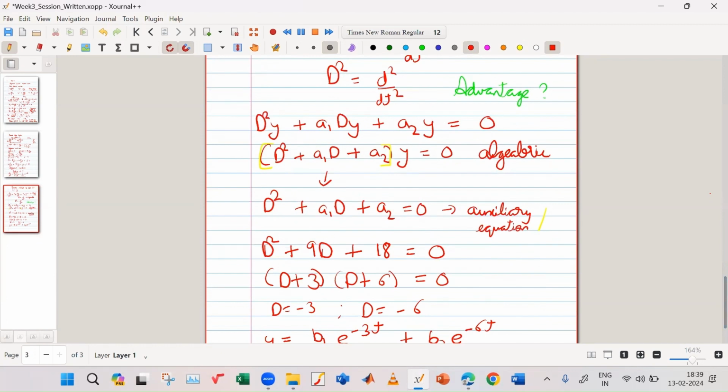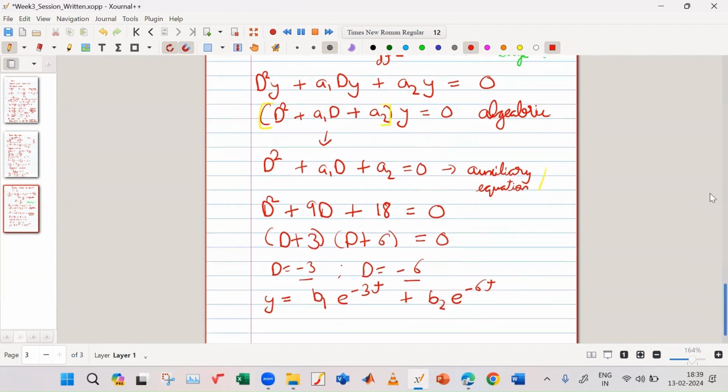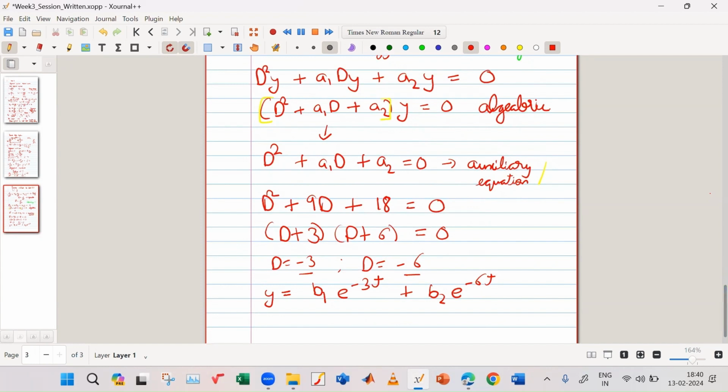Then I will solve that. I've given some random numbers so that you can relate to it better. Then it becomes d plus 3 into d plus 6 is equal to 0. So my roots are -3 and -6. Then the solution of that will be some factor b1 into e raised to -3t plus b2 into e raised to -6t.